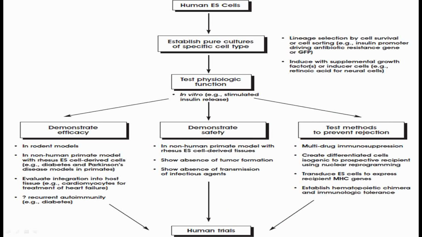Here some points regarding establishment of pure cultures are given. You can check that lineage selection by cell survival or cell sorting, and induce with supplemented growth factors. These points are regarding establishment of pure culture. Firstly, you have to select by cell sorting, and then you have to provide growth factors for the culture.